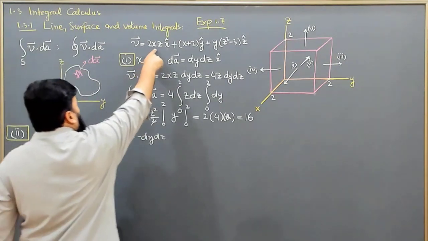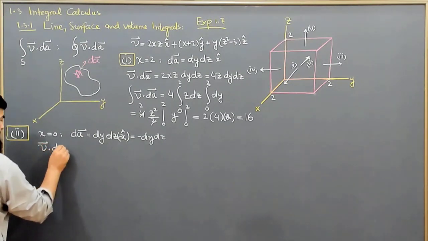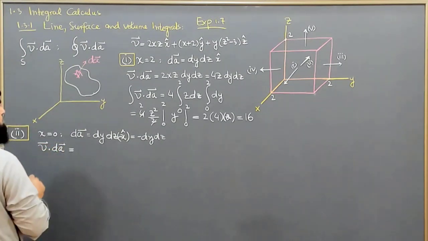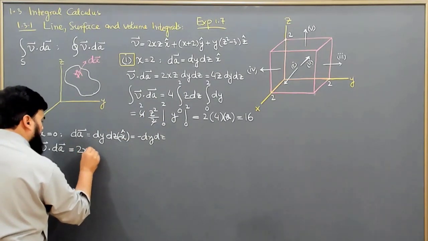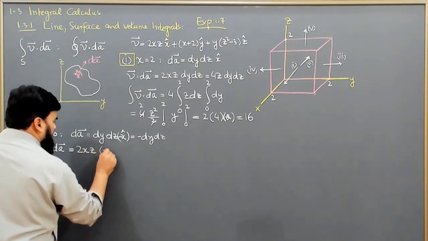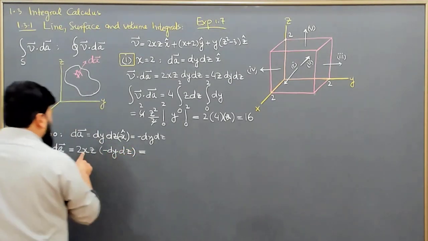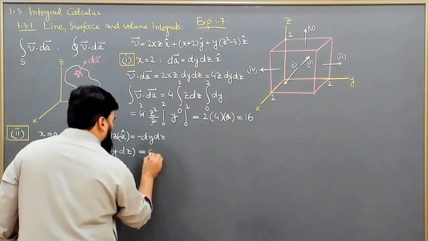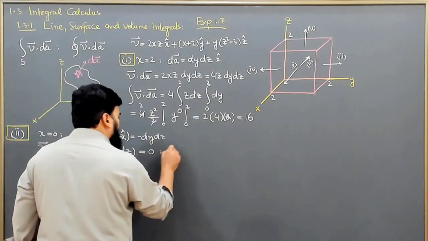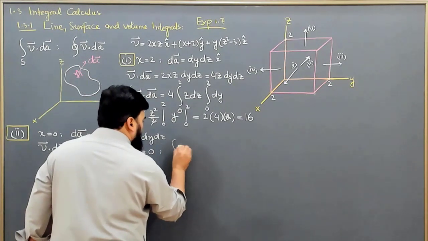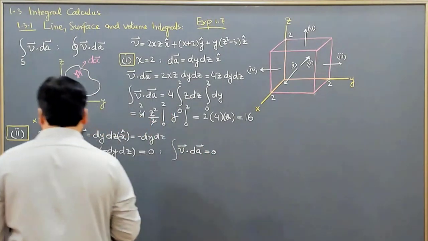So multiplying again, we will get v dot dA equal to 2xz multiplied by minus dy and dz here. Putting in the value of x, which is equal to 0, this v dot dA comes out to be 0, and when we find its integral as well, the integral of v dot dA, it will also be equal to 0.